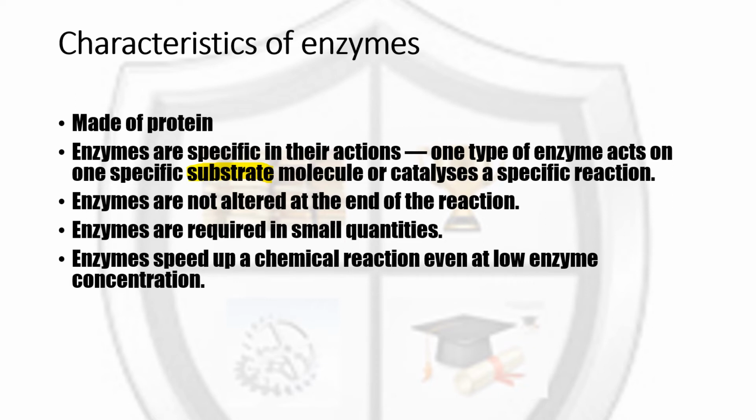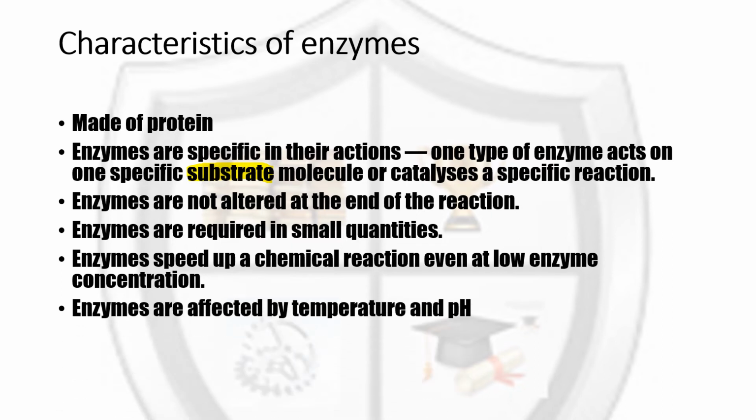That is just one and the same point again. They speed up a chemical reaction even at low enzyme concentration, so they are required in small quantities. And enzymes are affected by environmental factors such as temperature, and they are also affected by pH. We are going to discuss how temperature and pH affect enzymes in our next lesson.